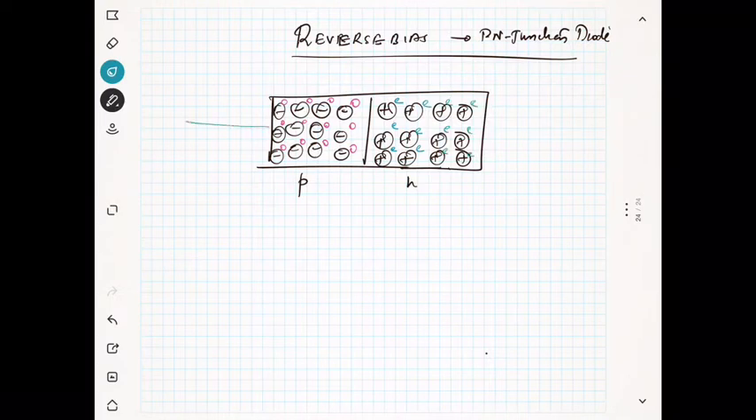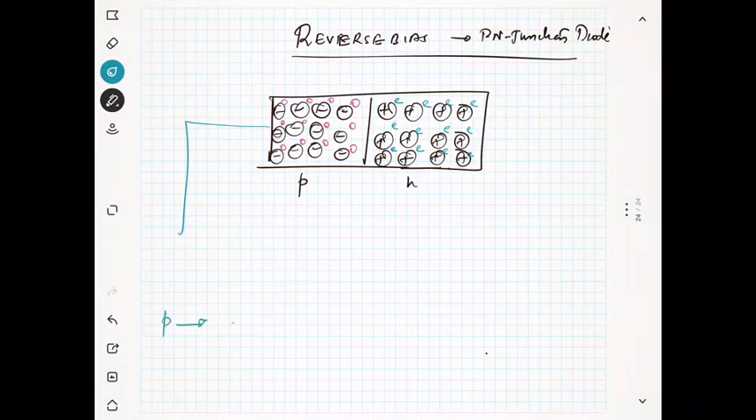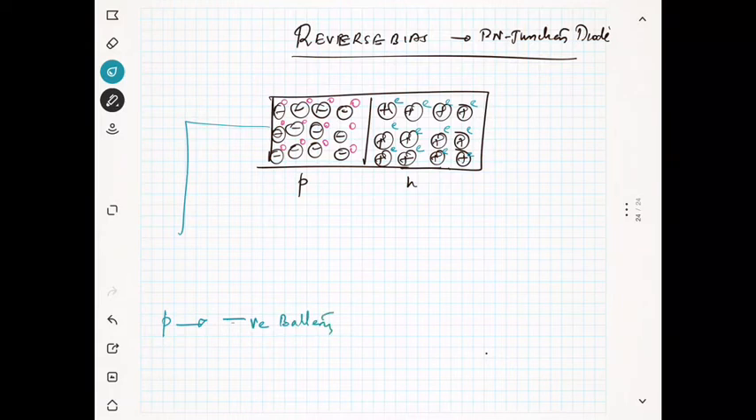Now what I am going to do in reverse bias, I will connect my p-type semiconductor to the negative of the battery, and the n-type semiconductor I will connect to the positive of the battery.